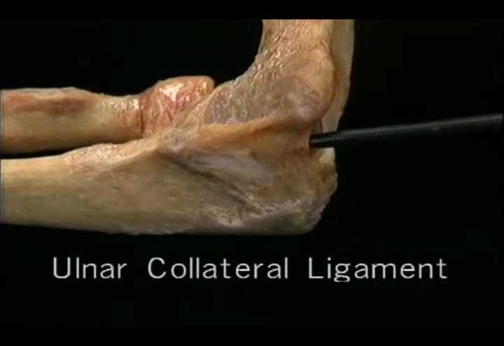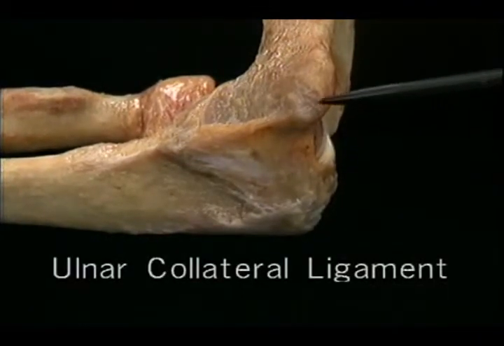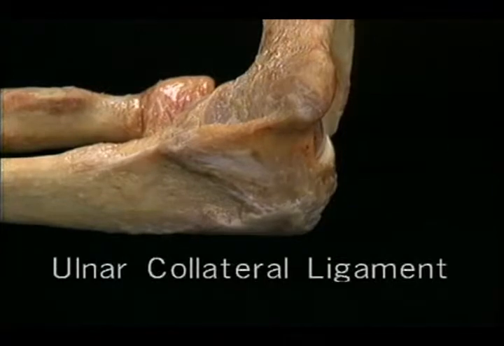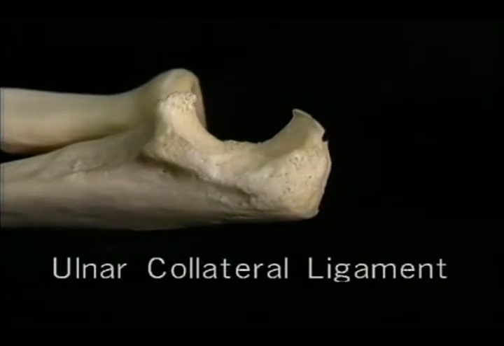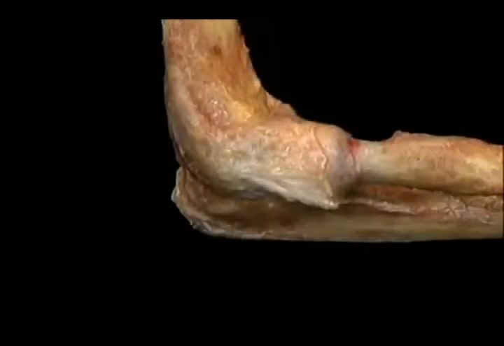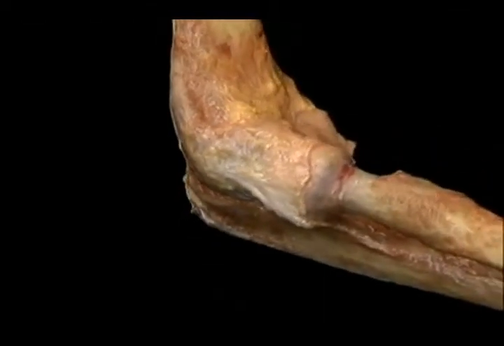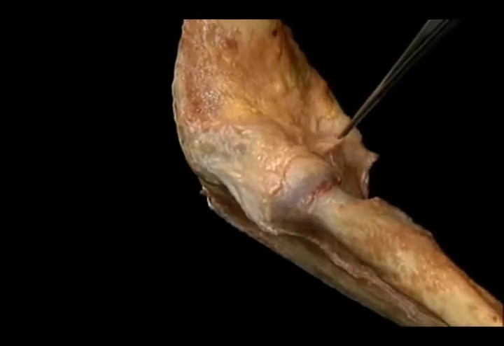Here's the ulnar collateral ligament. It arises from the medial epicondyle and fans out in a triangle. It's attached to the ulna all along the medial side of the trochlear notch. To complete our picture of the elbow joint, here it is with its capsule intact.